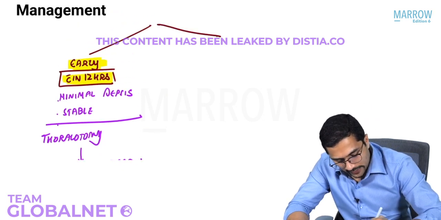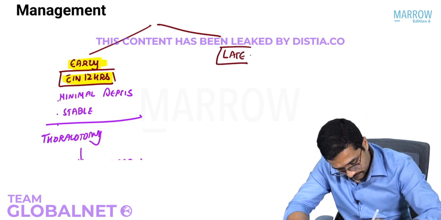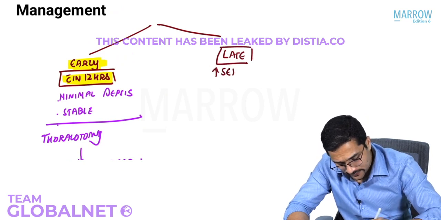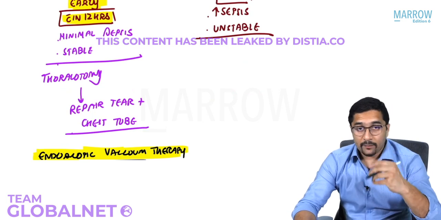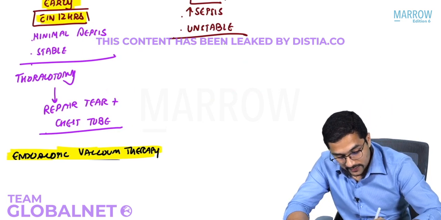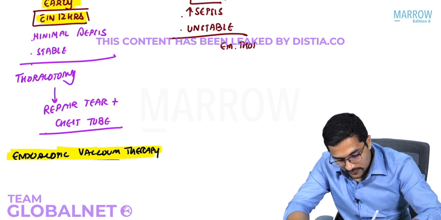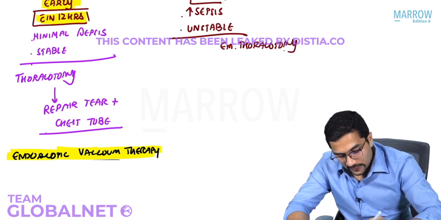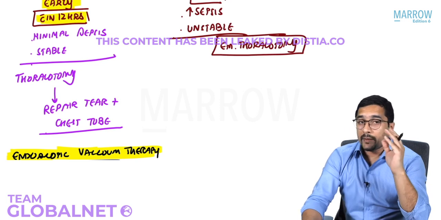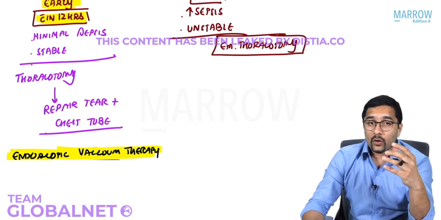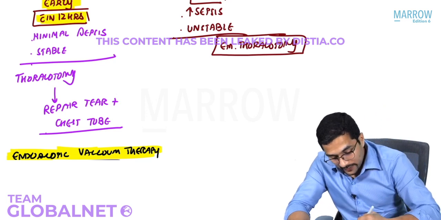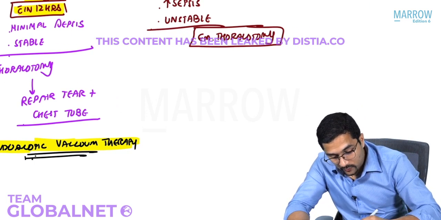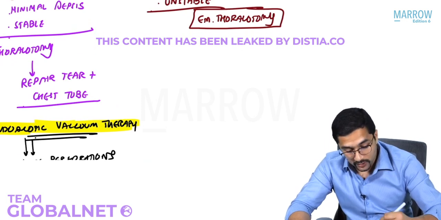Now, majority of the times these patients are going to come late, and there is increased sepsis, and these patients are unstable. So in these patients, you of course resuscitate them and you have to take them up for an emergency thoracotomy. Now, your anesthetist will tell you, look, the patient is unstable. You can't operate for very long. You need to finish the surgery quickly, otherwise the patient will die. So how do we finish the surgery quickly? What is the quick fix which we do here?